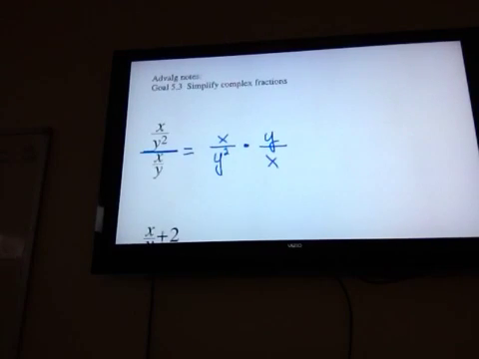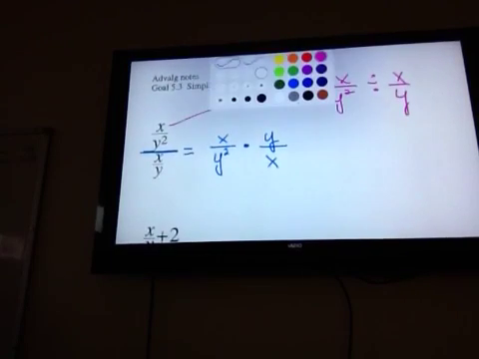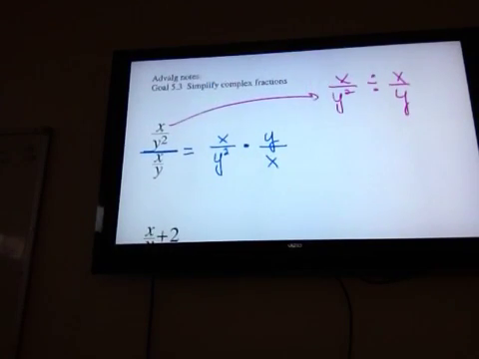Because this is the same thing as writing this. This is the same thing as writing it like that. It's just written a different way, making it a complex fraction. Okay? So same kind of question. So if it makes it easier for you to rewrite it with the division symbol, then you can rewrite it with the division symbol and then proceed from there. Okay? So I'm not going to do that, but you could do that.